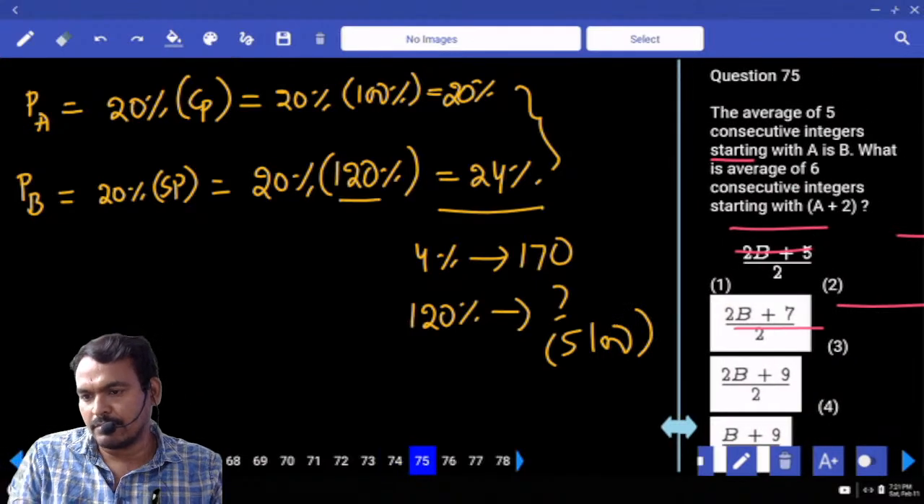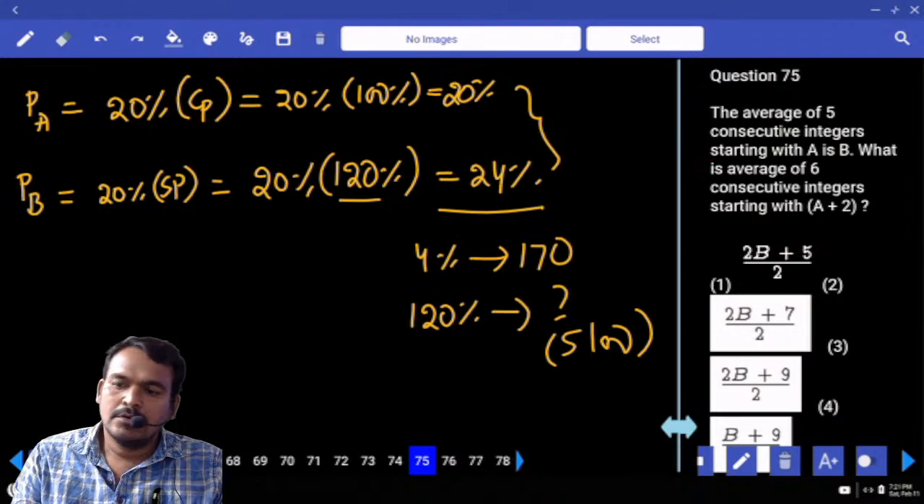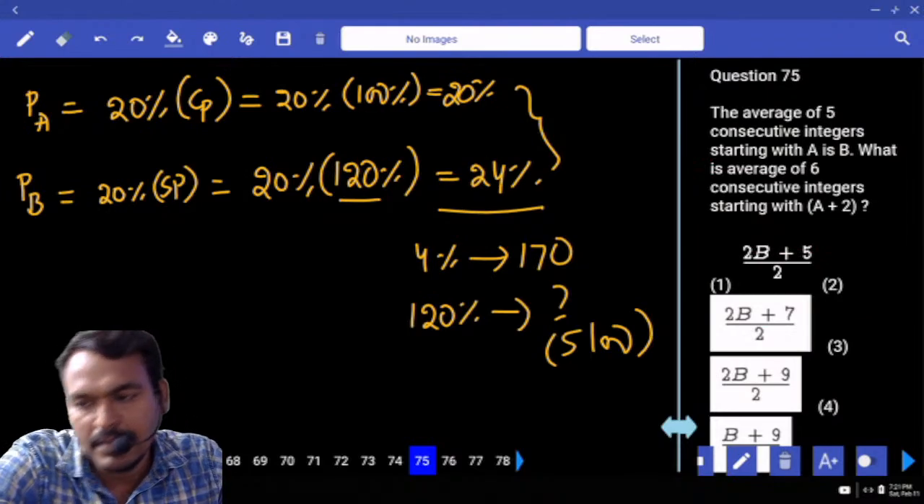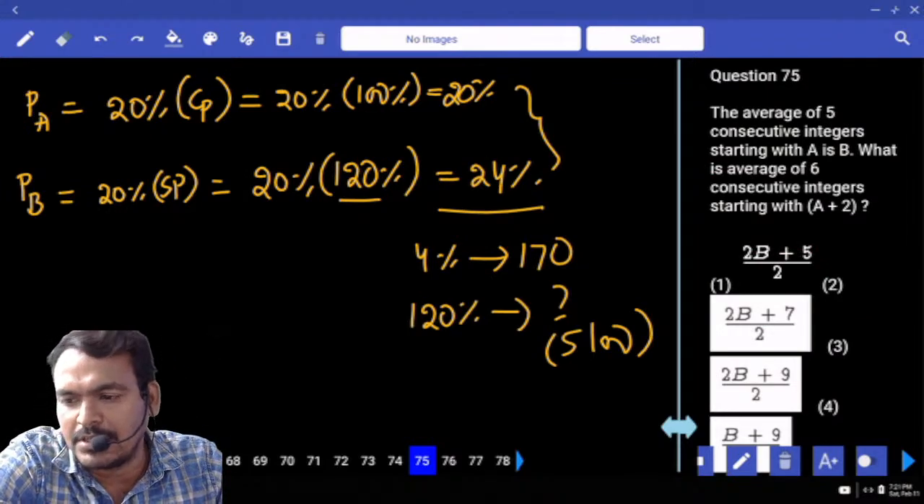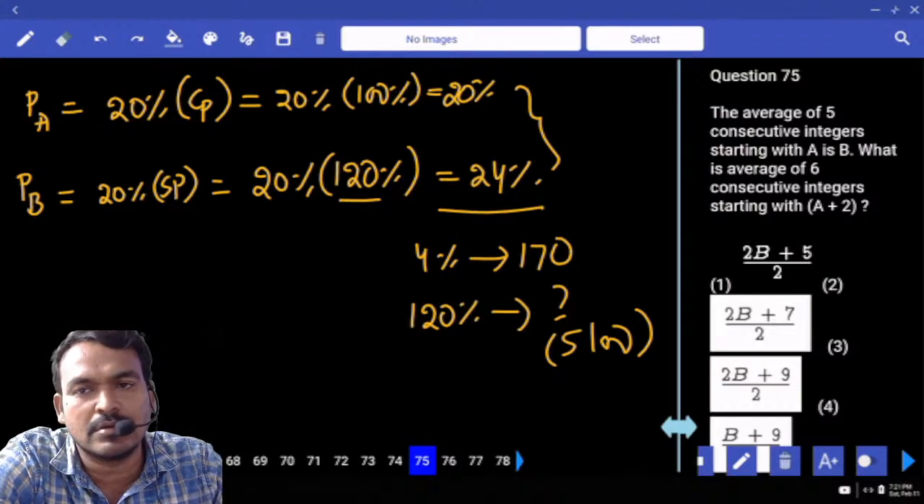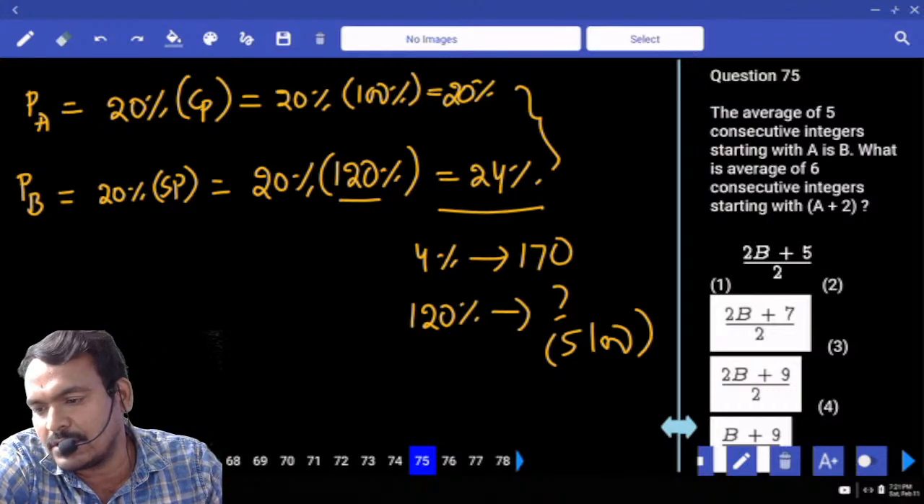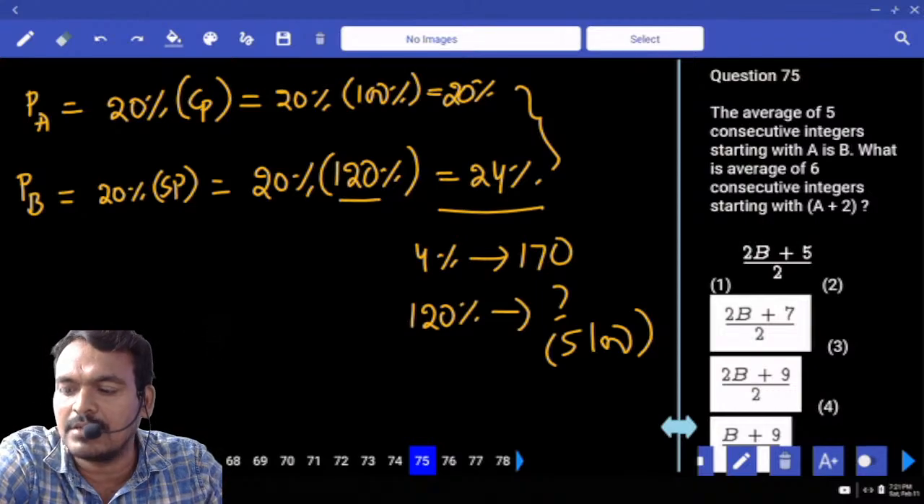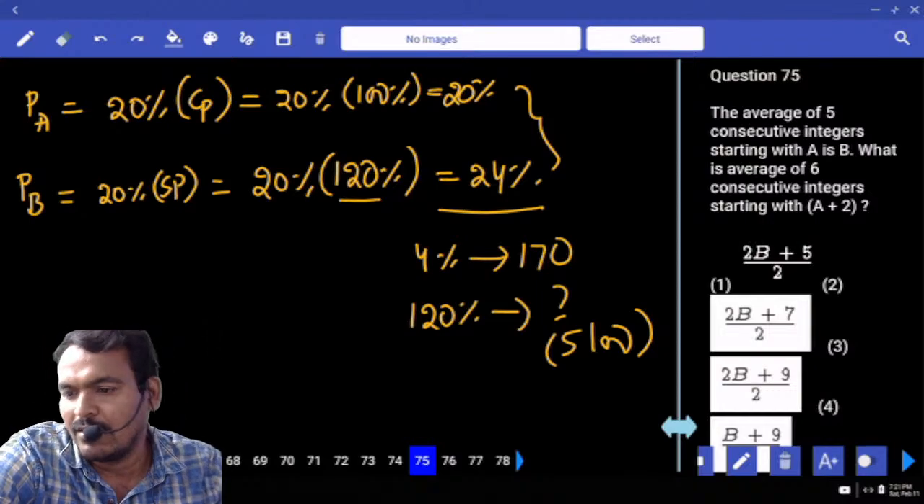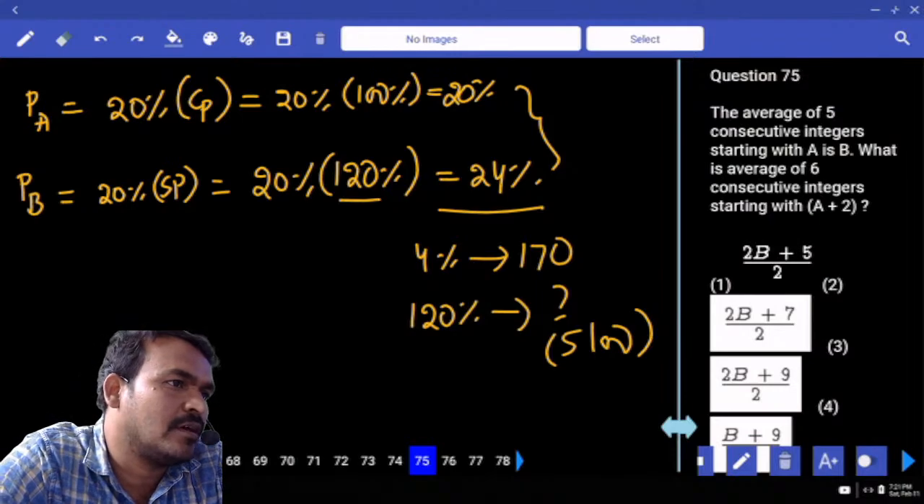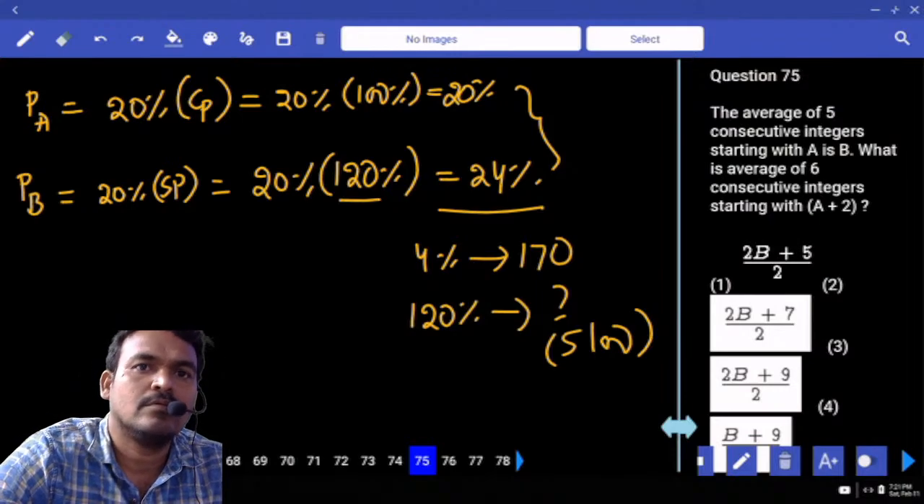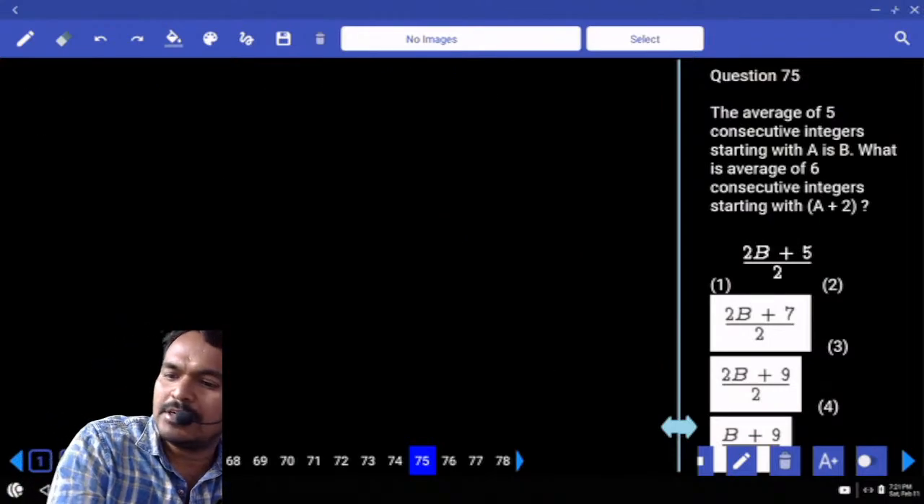Next, 75. The average of 5 consecutive integers starting with A is B. What is the average of 6 consecutive integers starting with A plus 2? Consecutive integers means common difference is 1 or 2? 1.